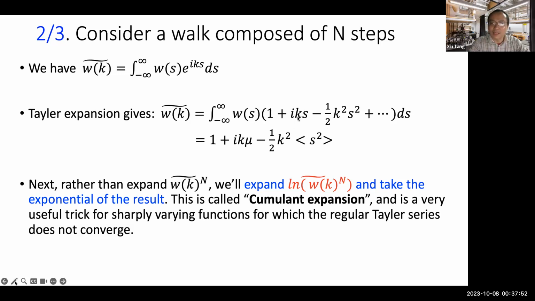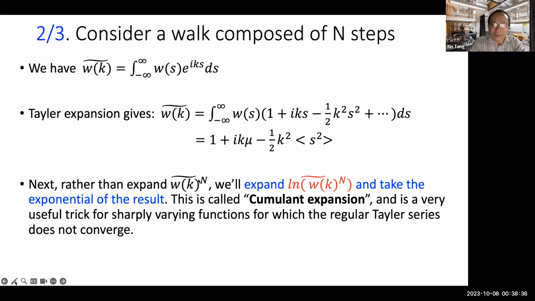Probability equals 1. Second term is W(s) times iks ds, and s is the first order, right? Then ik can be taken out. The integration of s W(s) ds equals mu. That's mu. Then we get ik mu, right? And then the third term, minus 1 divided by 2 k squared. This term, the integration of s squared W(s), equals the second order, this term's mean value, okay. Now, that's very good.